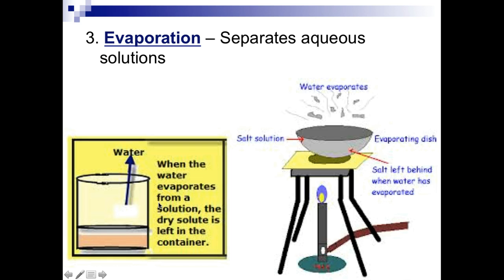If you let, say, for example, salt water sit out on your counter for a long period of time in the sun, the same thing would happen. It would just take a lot longer because the sun does not apply as much heat as a Bunsen burner does.